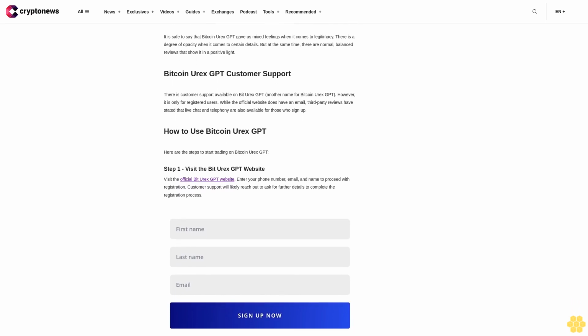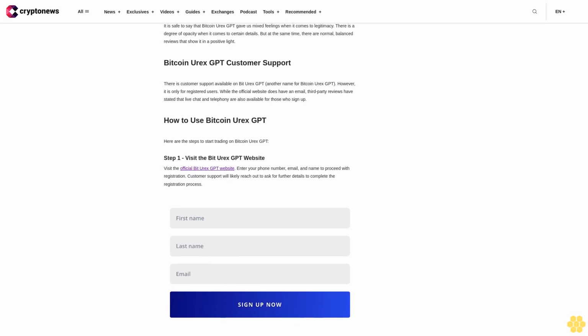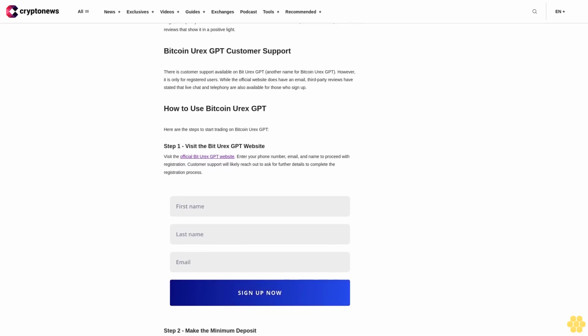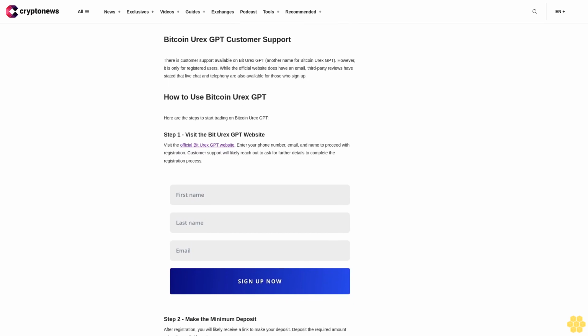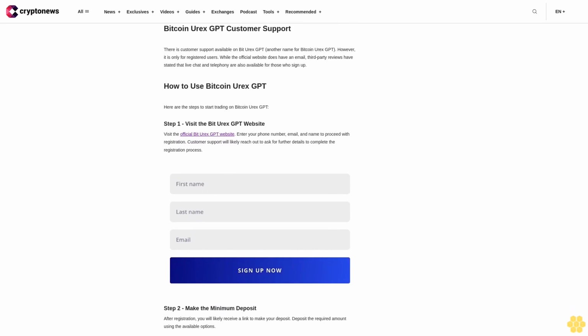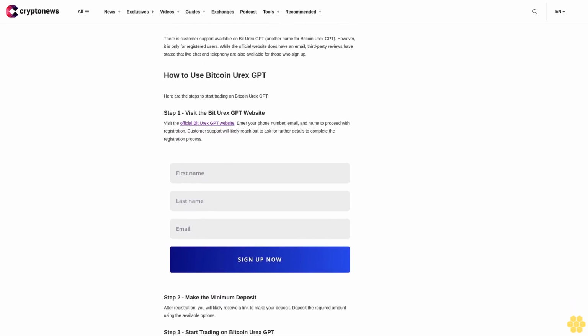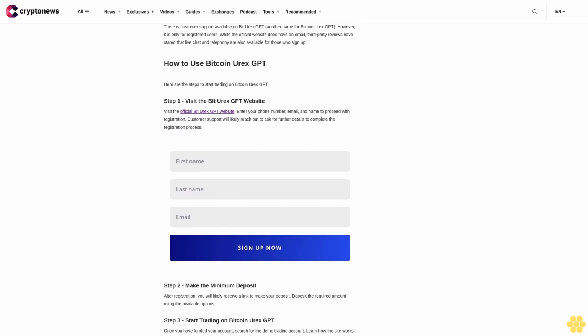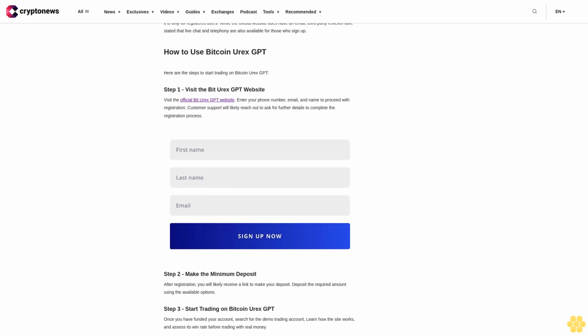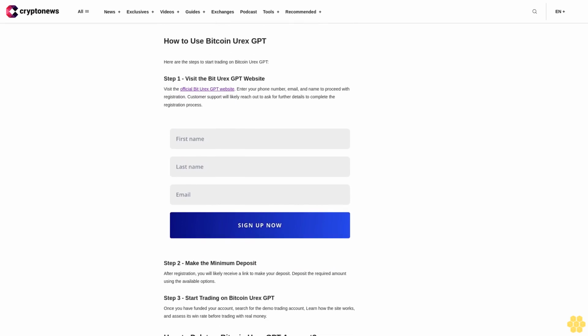Bitcoin Urex GPT account fees. Bitcoin Urex GPT has displayed no information on its marketing copy about any account fees. But since most of its features are marketed as inclusive, the commission can be around 1 to 2% of the profits. Inquire the customer support team for more details. That said, the site does claim that it doesn't have any withdrawal charges.